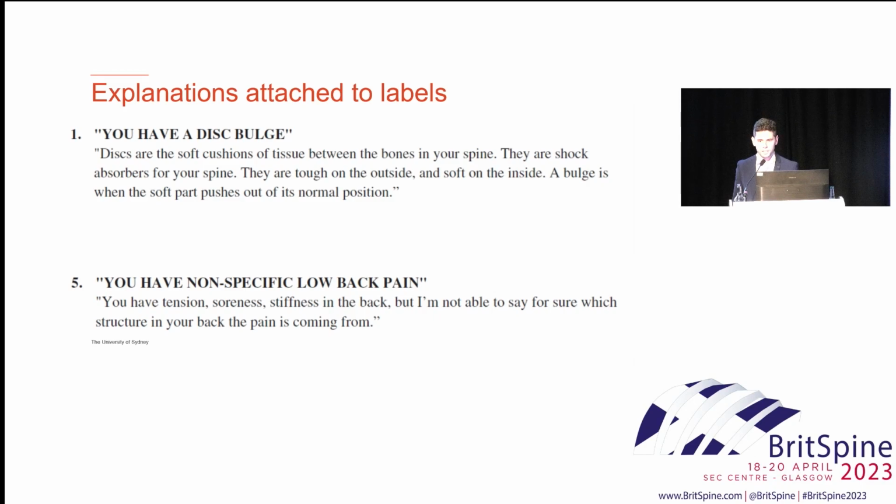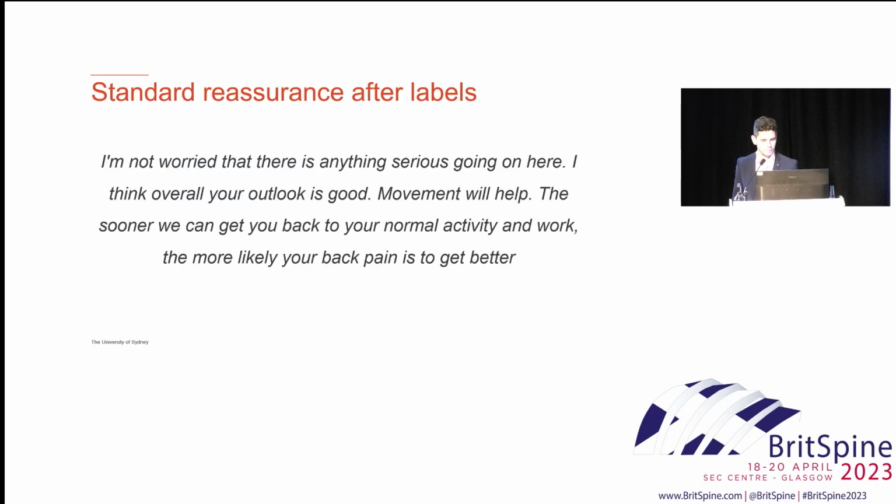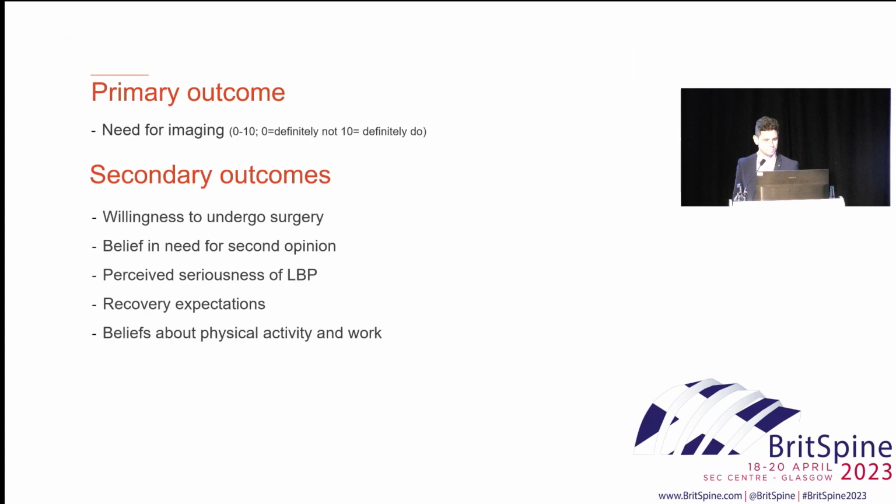We also attached lay explanations to the labels, and I've just put 2 examples on the slide there for you to have a look. So we told people you have a disc bulge, and then the explanation about what a disc bulge was came on. We also provided standard reassurance after the labels. So essentially, this was the health professional telling patients that there was nothing seriously wrong going on, and they were advised to resume their activities as soon as they could, go back to work, and just live their lives. And this is an important consideration. I'm going to talk a little bit more about the effect of advice on treatment intentions.